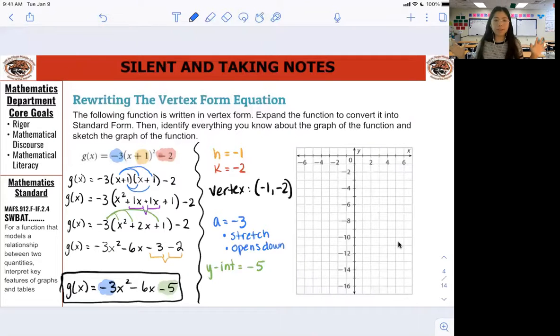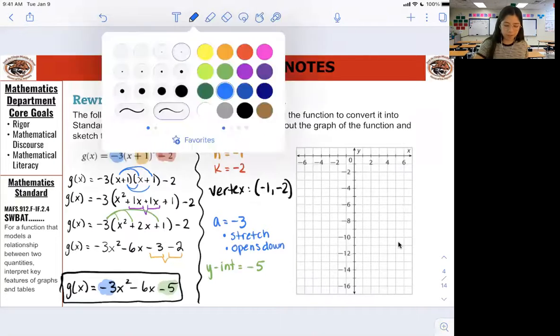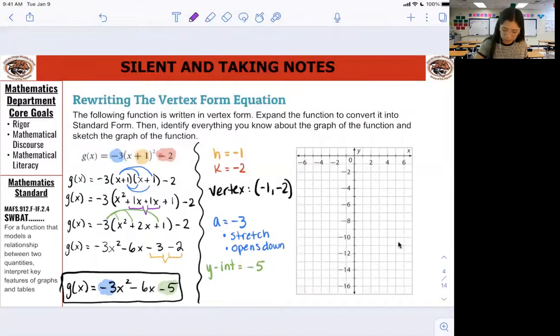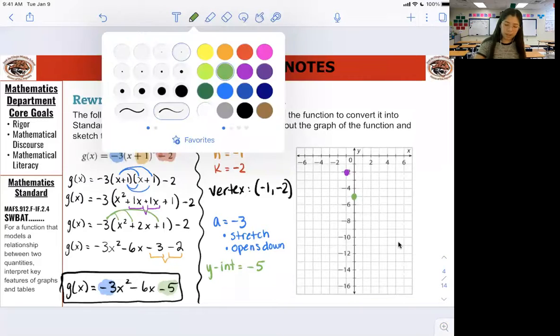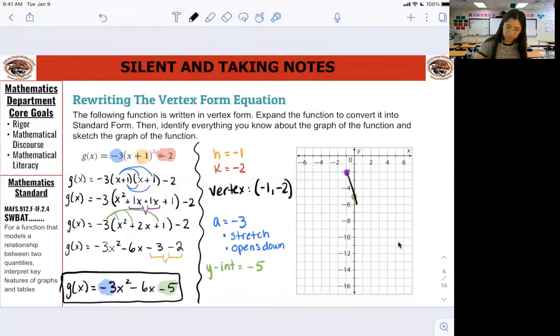And now that's everything I can possibly learn about this whole graph, so I can put it all together and graph it. My vertex is at -1, comma, -2. My y-intercept is -5. It faces downward, so when I connect these dots, I go down. And whatever I get on the right side, you get on the left. So I just repeat it on the other side.